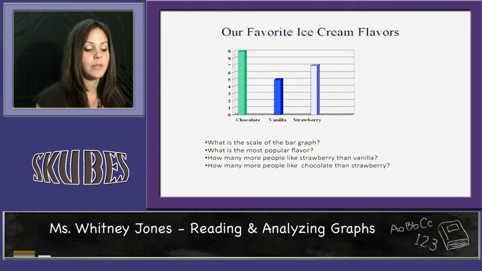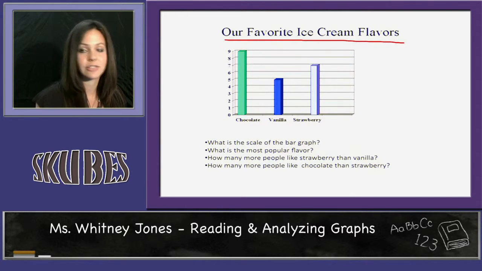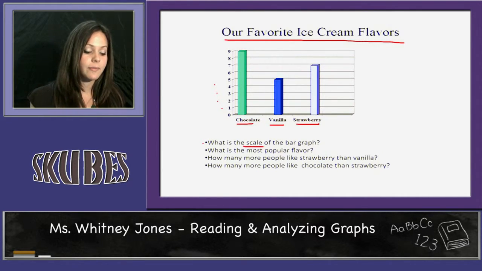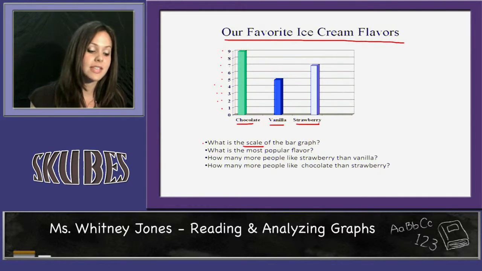The next graph we have is titled, Our Favorite Ice Cream Flavors. We have chocolate, vanilla, and strawberry, and we see the number of students that like each type. The first question says, what is the scale of the bar graph? As we can see, we're counting 1, 2, 3, 4, 5, 6, 7, 8, 9. We're counting by ones. The scale of the graph is 1.